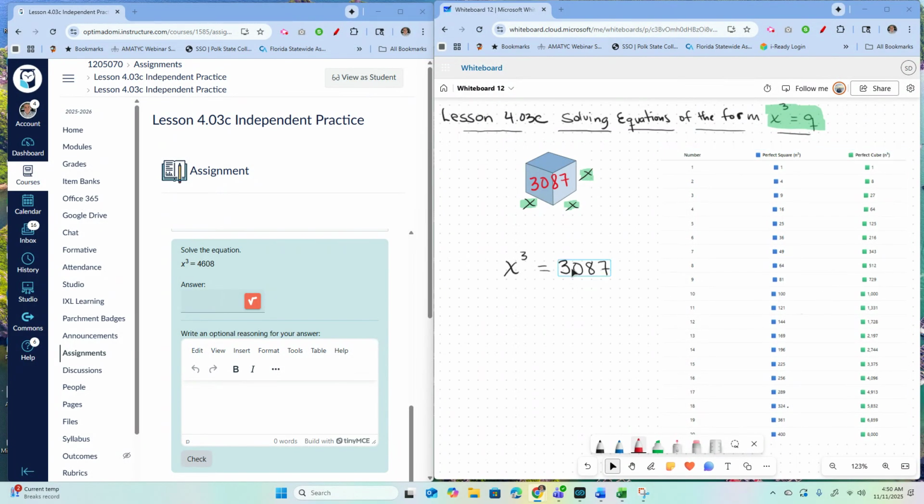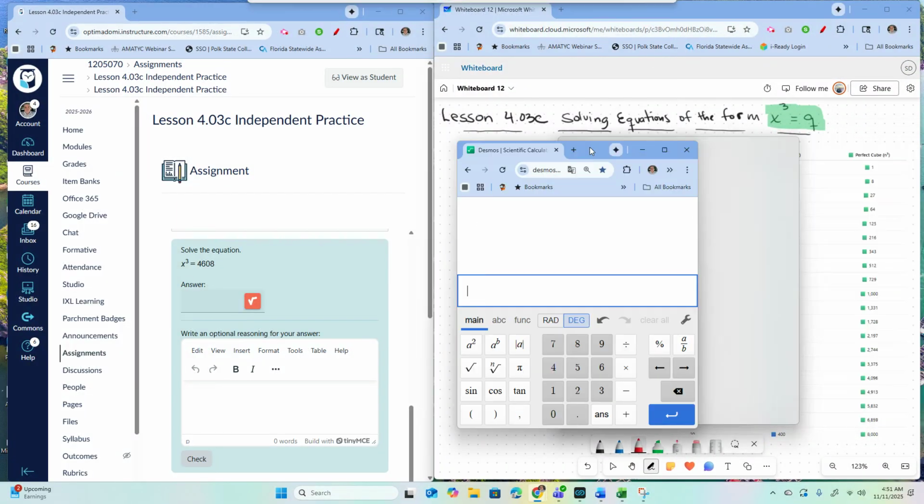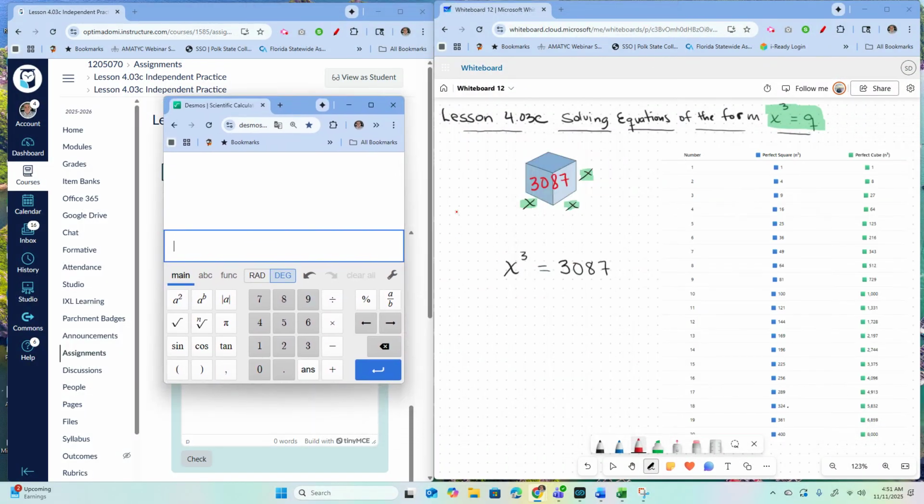Now, one of the things I suggest is that you try to find this number in the table, the green column, and you're going to see that this number is not here. When it's not here, you're going to have to use the calculator. Every time you have a cube where you know the inside, you want to find the edges, where the x is, that I highlighted in green.